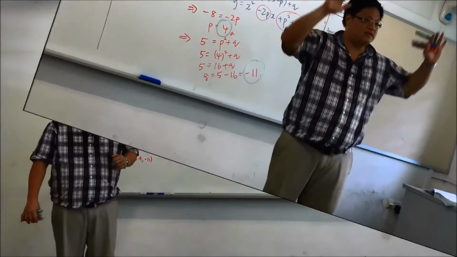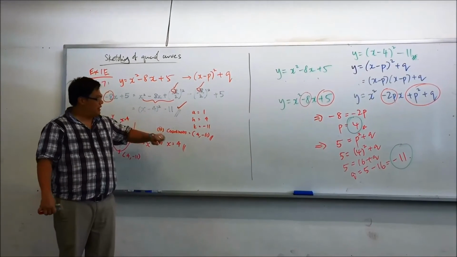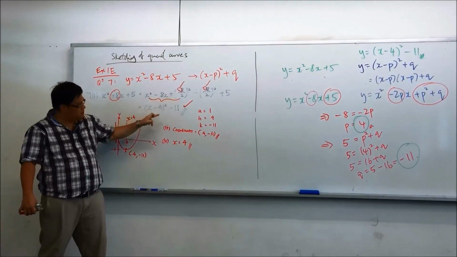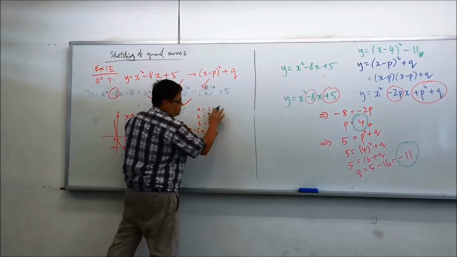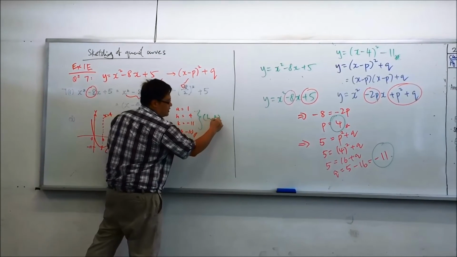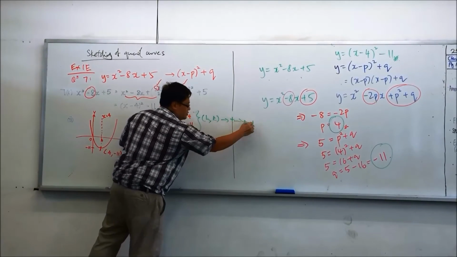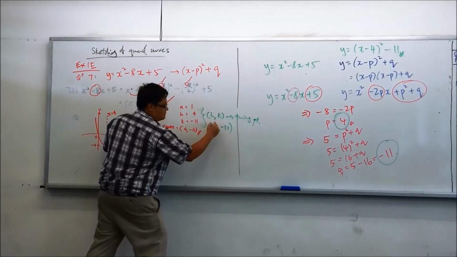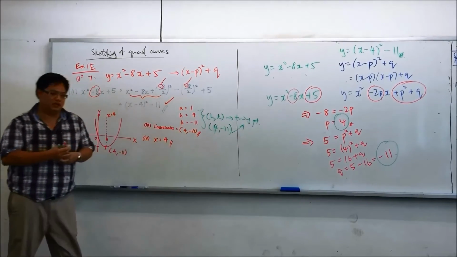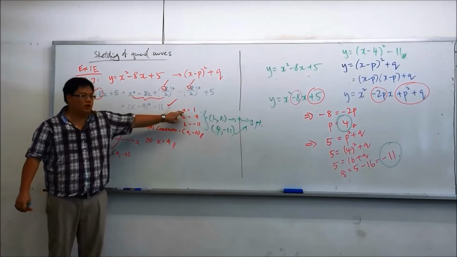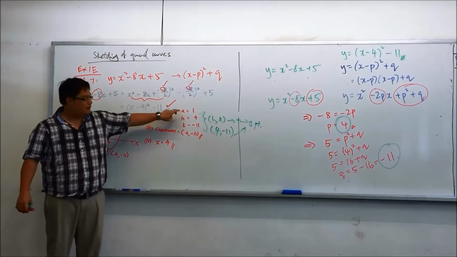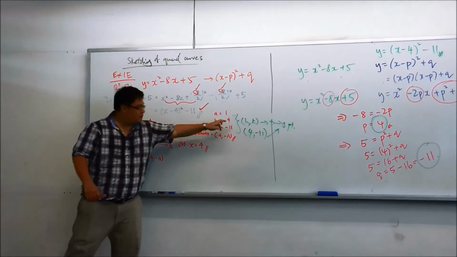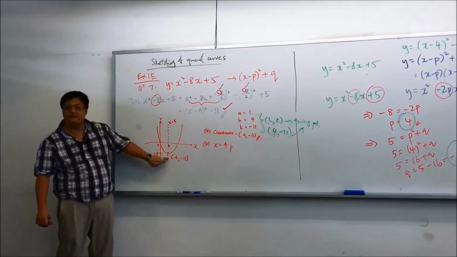Everybody doing okay? Do you understand what I'm doing? Over here, we have already established that p is 4, q is negative 11. So this tells me that (h, k) is my turning point. So h is 4, k is negative 11. So this is my turning point. Let's take a look at the coefficient of x squared. What is the value of a? The value of a is 1. That tells me this is a smiley face. The minimum point is 4, negative 11.